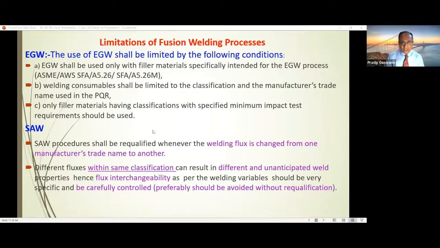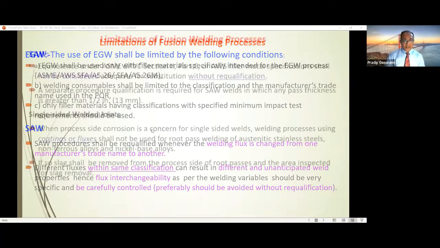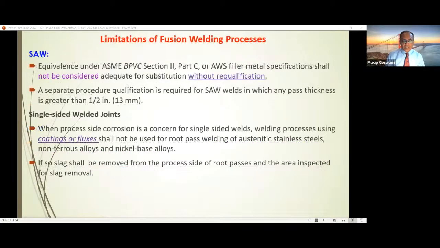And basically what he says here is better avoid that, unless and until you become sure that flux combination A and B gives you 100% values, and those values can be established or ascertained only after doing the procedure qualification. And for submerged arc welding, it tells that basically the SAW fillers shall not be substituted or changed without any requalification.